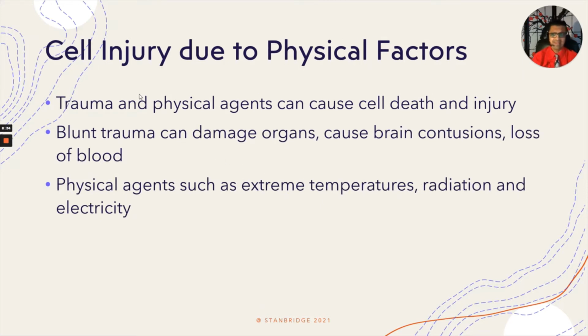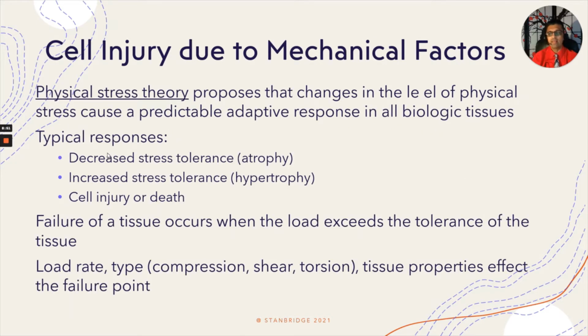What about trauma? Yeah, you get hurt. Trauma and physical agents can cause cell death and injury. Blunt trauma can damage organs, cause brain contusions, loss of blood. Physical agents such as extreme temperatures, radiation, electricity can also cause cell injury. The physical stress theory proposes that changes in the level of physical stress can cause a predictable adaptive response in all biological tissues. So typical responses: decreased stress tolerance, you get atrophy. You have increased stress tolerance, you get hypertrophy, and then cell injury or death. So failure of a tissue occurs when the load exceeds the tolerance of the tissue.